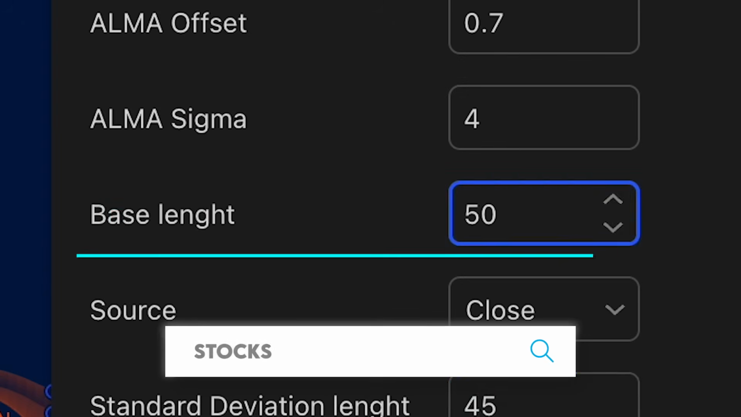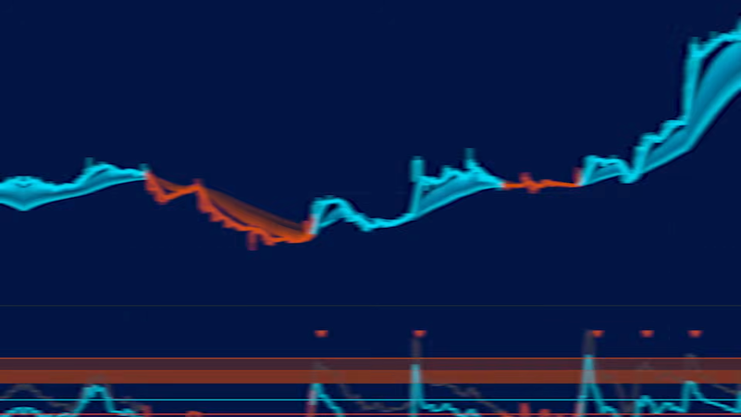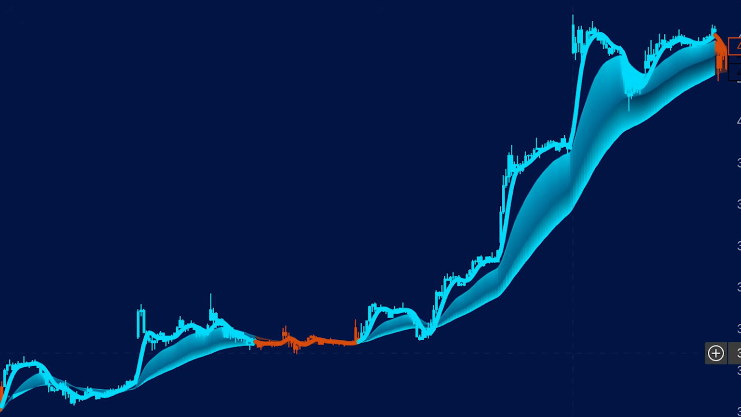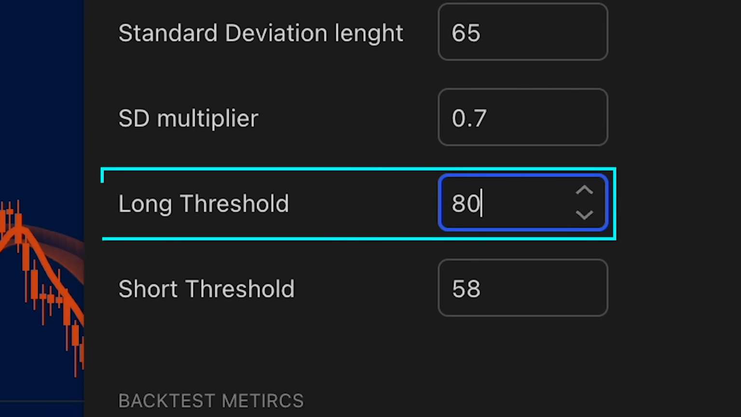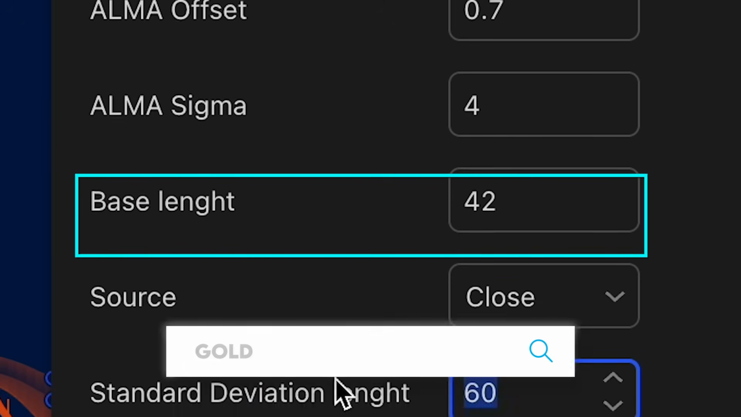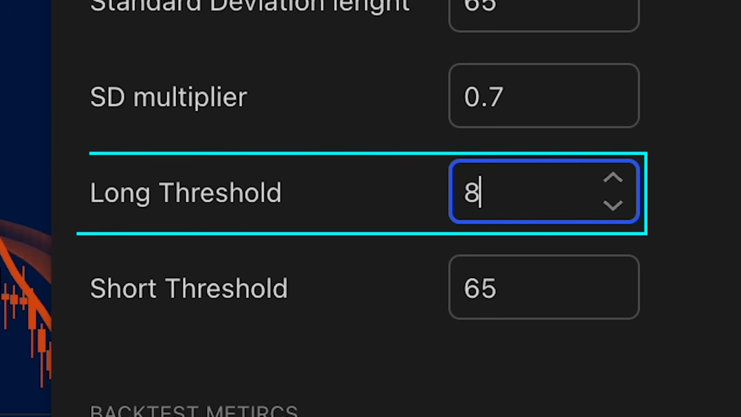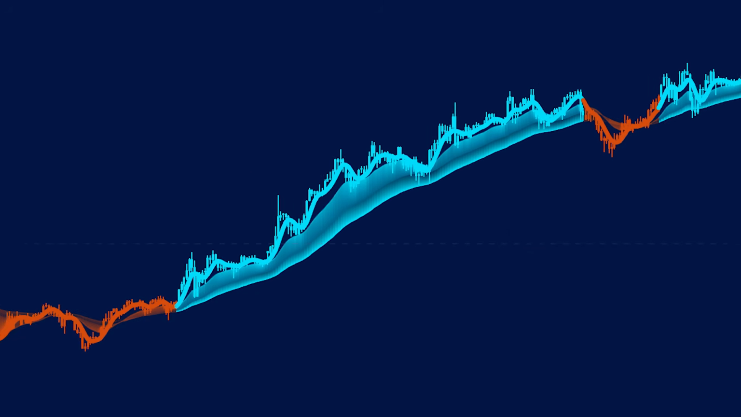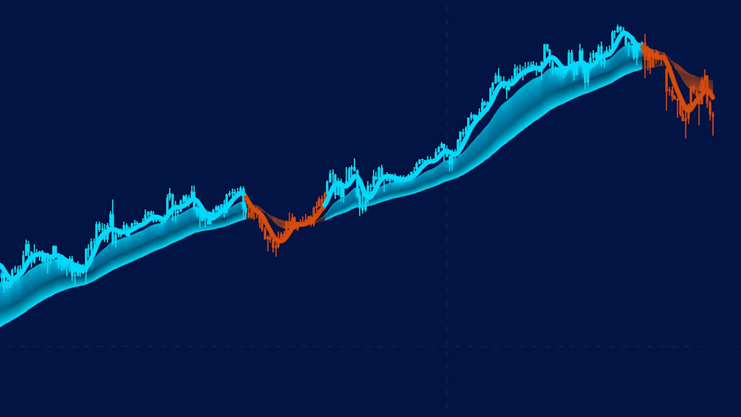For stocks, bump the base length to 50 and SD length to 60. Stocks trend more consistently, so longer periods provide more stable momentum readings. Adjust thresholds to 80 and 65 for cleaner signals during earnings seasons. For gold, use base length 42 and SD length 52 with thresholds at 88 and 55. Gold's unique volatility characteristics require fine-tuned parameters for optimal performance.